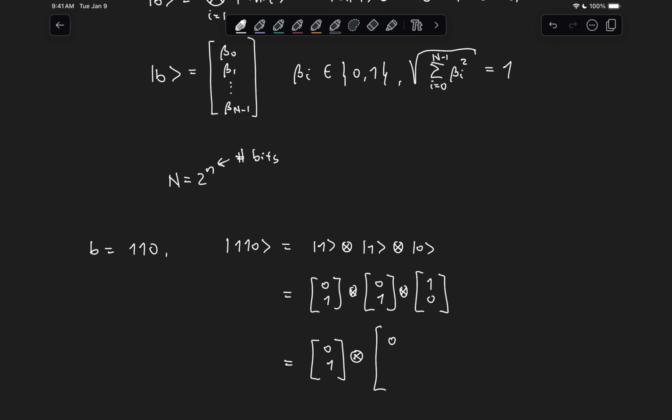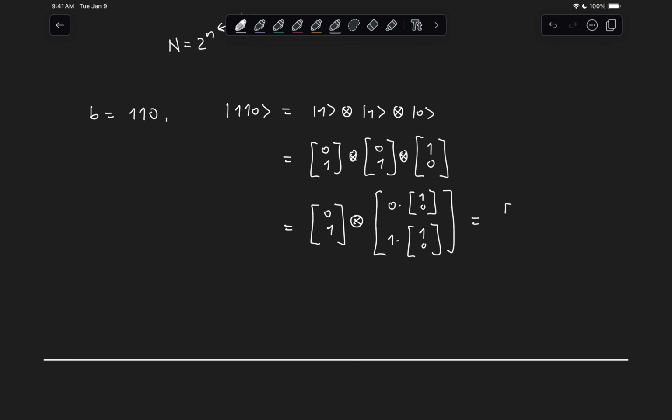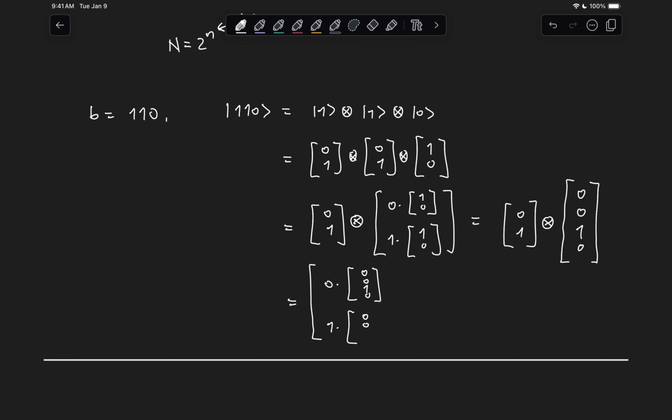which gives us 0 times the vector to the right, which is 1, 0, and then 1 times, again, the same vector, 1, 0, and then this will be equal to 0, 1, tensored with a vector of length 4 equal to 0, 0, 1, 0. And then doing the Kronecker product between those two vectors again, now we have 0 times this long vector we have here, so 0, 0, 1, 0, and 1 times 0, 0, 1, 0, which then gives us a vector of length 8 equal to 0, 0, 0, 0, 0, 0, 1, 0.